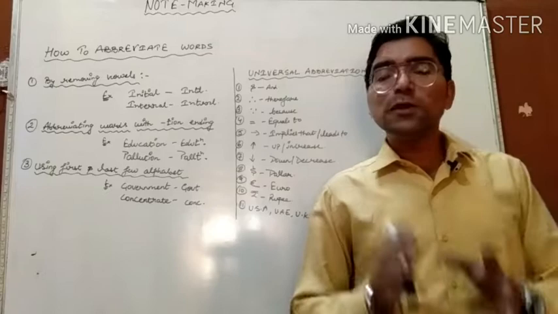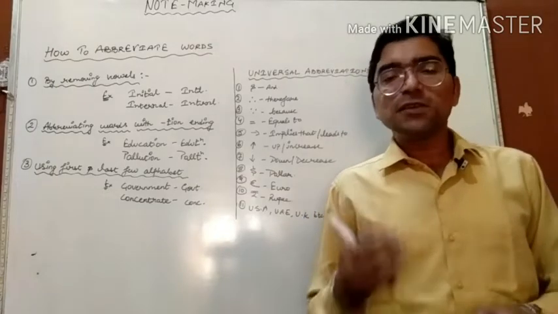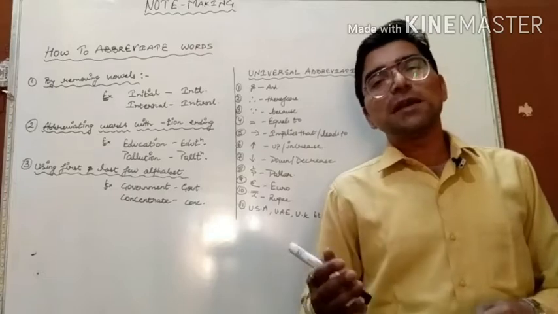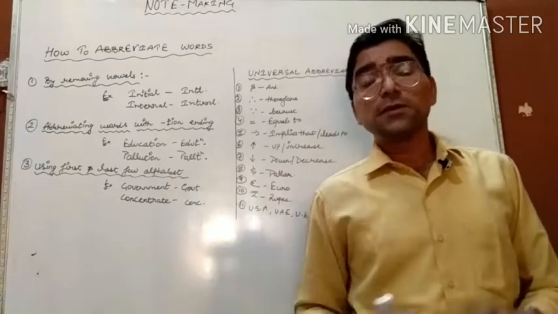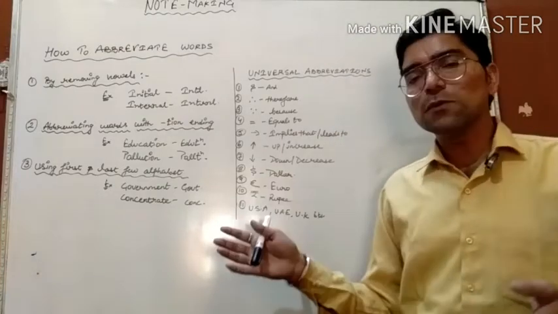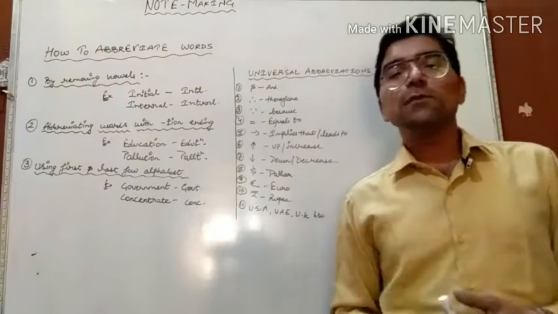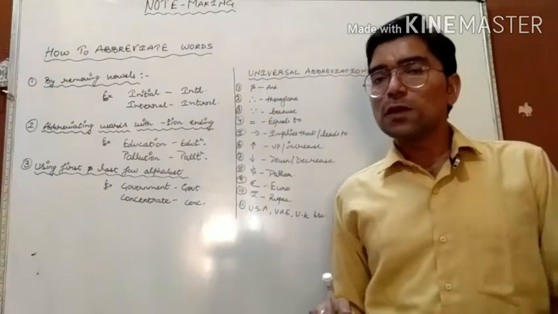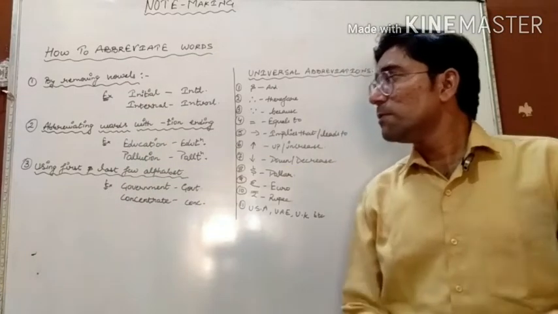You need to abbreviate only those lengthy words which are mostly used in the passage and repeated more than once. So you need to focus on those lengthy words which are repeated more than once. So these are the three rules of how to abbreviate a word.